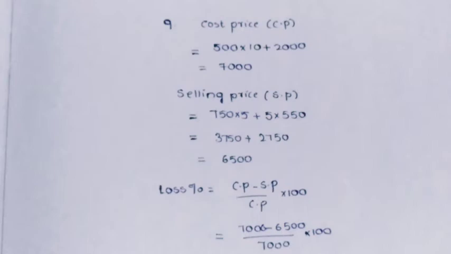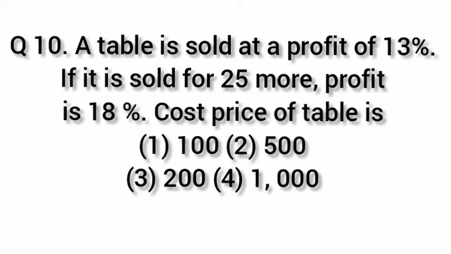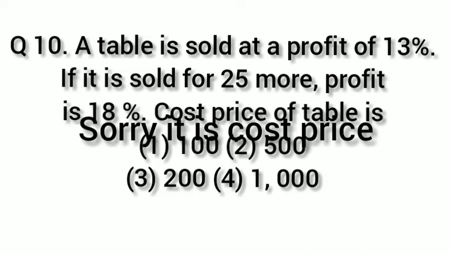So now we have to find out the loss percentage, which is nothing but (cost price minus selling price) divided by cost price into 100. Applying all the values in the formula, we get the loss percentage as 7 1/7 percent. Okay. Now the last question: a table is sold at a profit of 13%. If it is sold for 25 rupees more, the profit is 18%. The selling price of the table is.